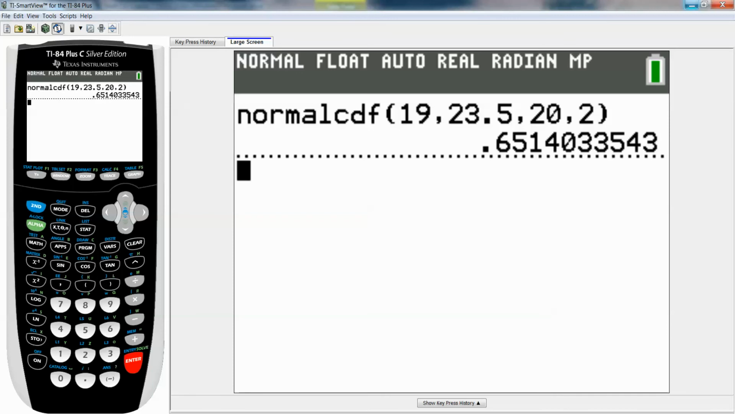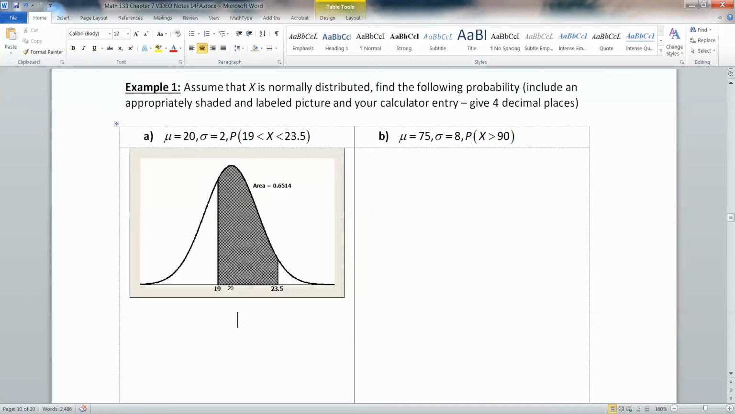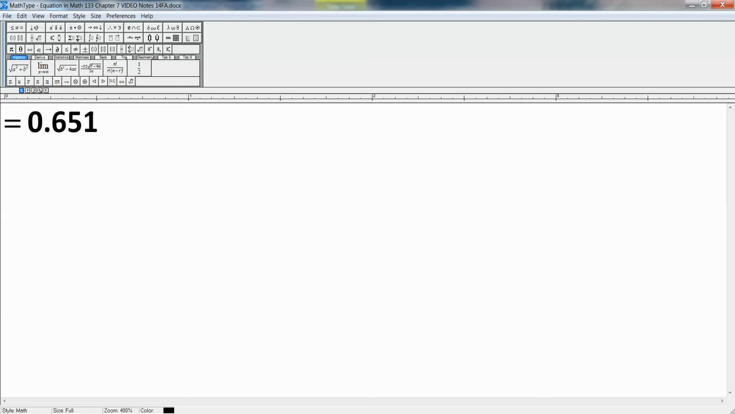And that becomes your calculator entry. So for these problems, it'll say your calculator entry. See that part right there? What that means is that you write normal CDF, then you put in your left, which was 19, your right, which is 23.5, your mean, which was 20, and your standard deviation, which was 2. And then you say what the answer was, which is 0.6514.